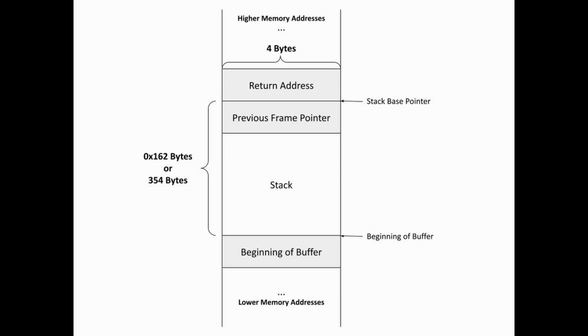Since the return address is 4 bytes in size, the beginning of the return address would be an offset of 0x162 plus 0x4, or 358 bytes from the beginning of the buffer. We can now go back to our exploit code and set up the return address overwrite.